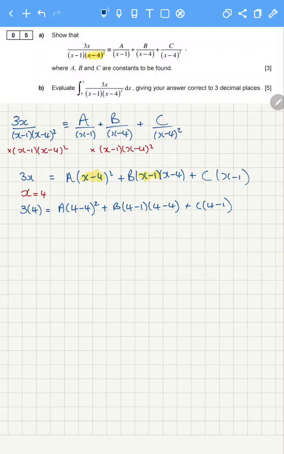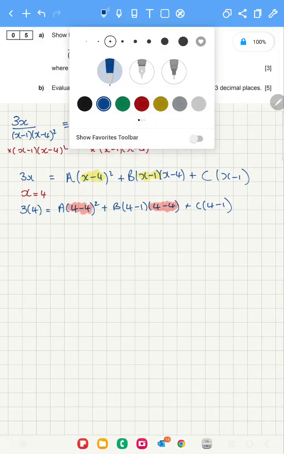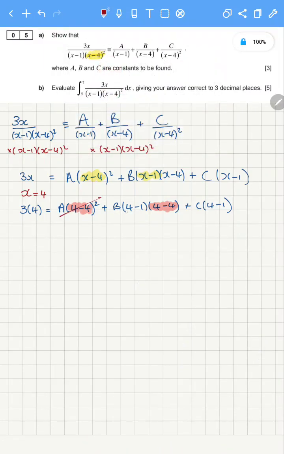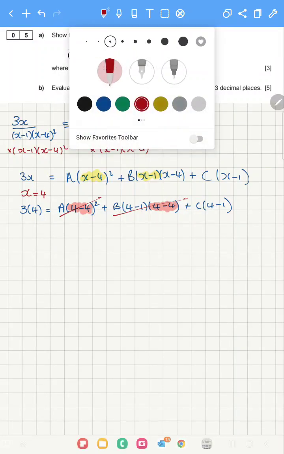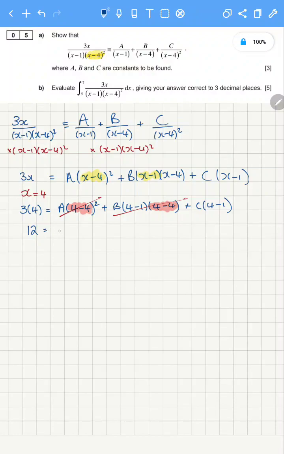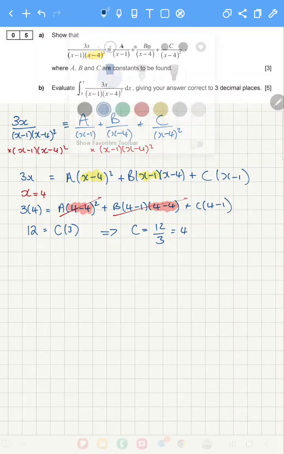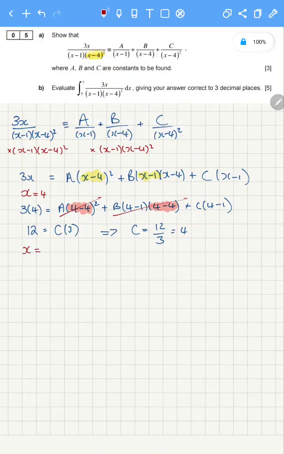All right, so what would cancel out here? Anything with a 4 minus 4 would not be there. I'm going to highlight that in red if it cancels. So this 4 minus 4 would not be there. That'd be 0, and this would be 0. So that means that this would cancel, and this whole thing would cancel as well. And that would leave us with 12 equals C times 3. Therefore, C is equal to 12 over 3, which is 4. There you go, lovely. On to the next one. Let's make x equal to 1, because we want to cancel that out.